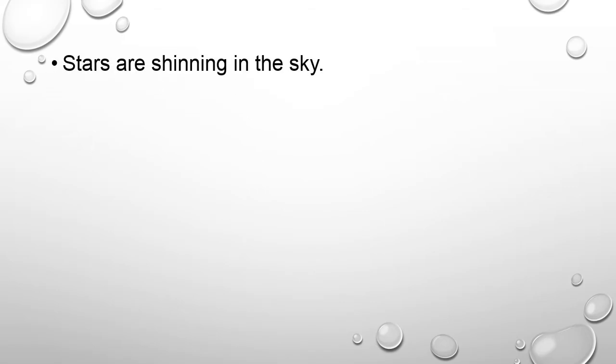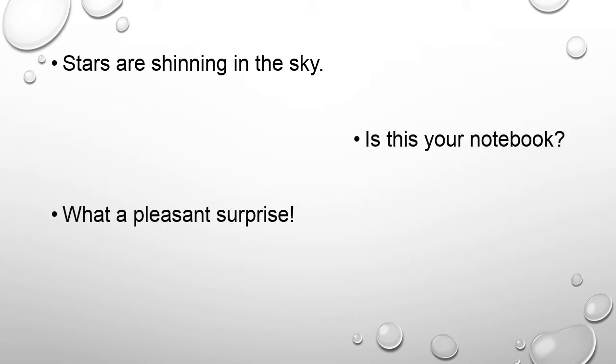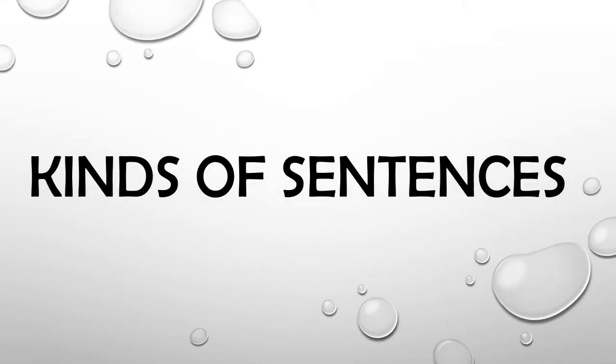Now I'm going to read a few sentences for you, okay? Stars are shining in the sky. Is this your notebook? What a pleasant surprise. So what are these sentences? These sentences are kinds of sentences. We have lots and lots of different types of sentences in English. So we are going to study and learn about kinds of sentences.